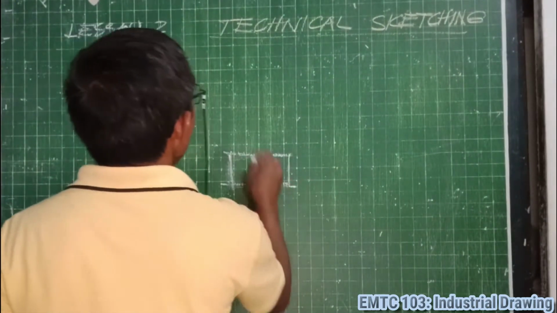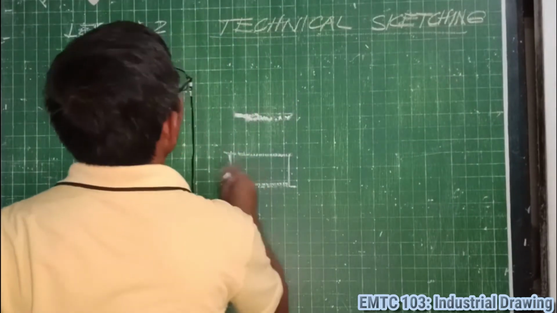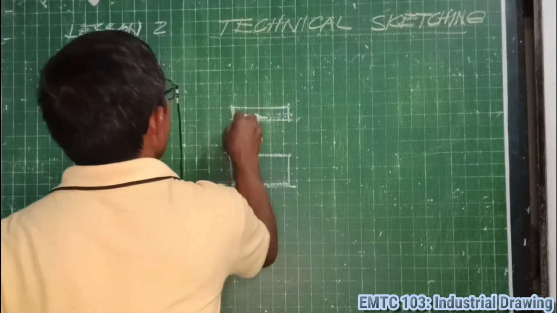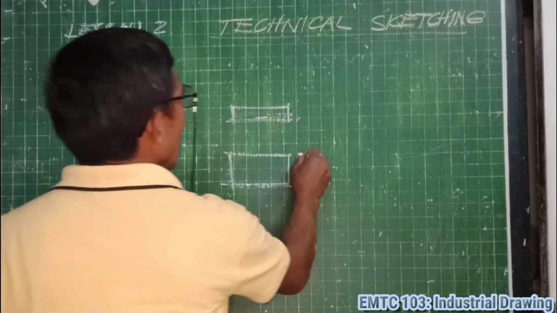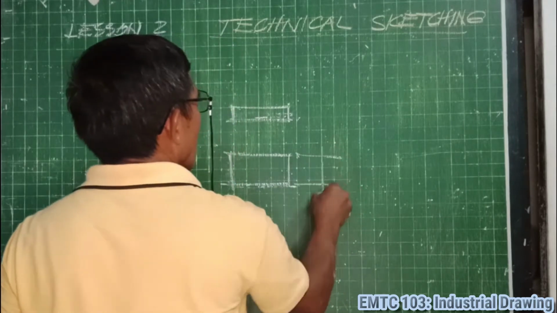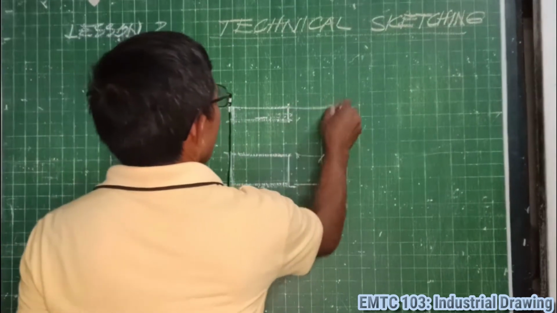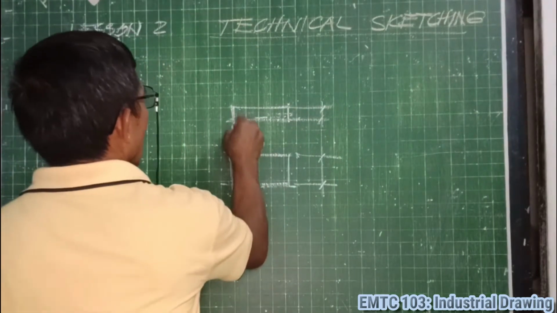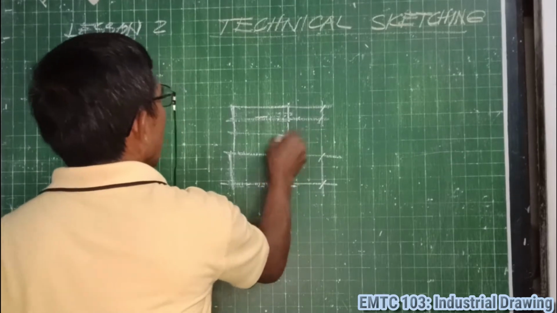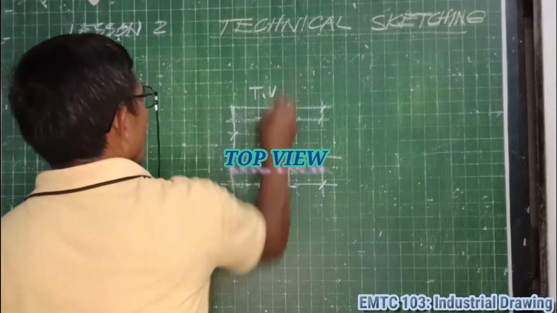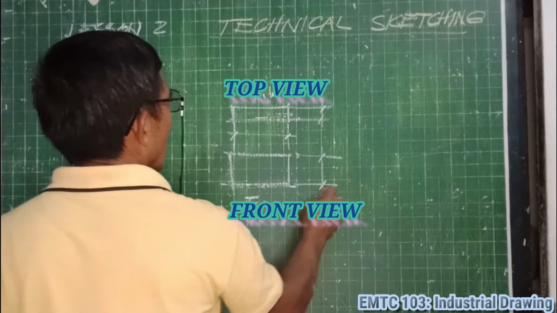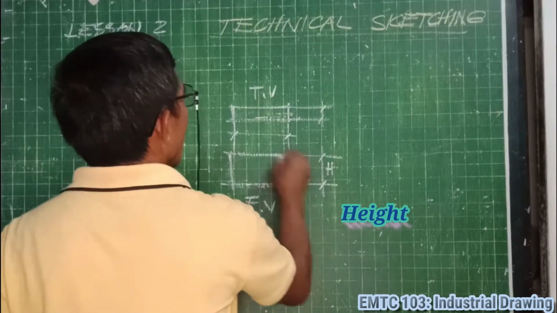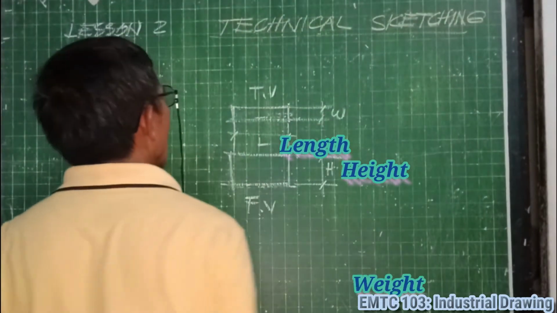It will describe the view or views of the object, including other information such as the materials and the process, to describe the object completely. So we have the top view, the front view, then the measurements or dimensions. We have the height, the length, and the width.